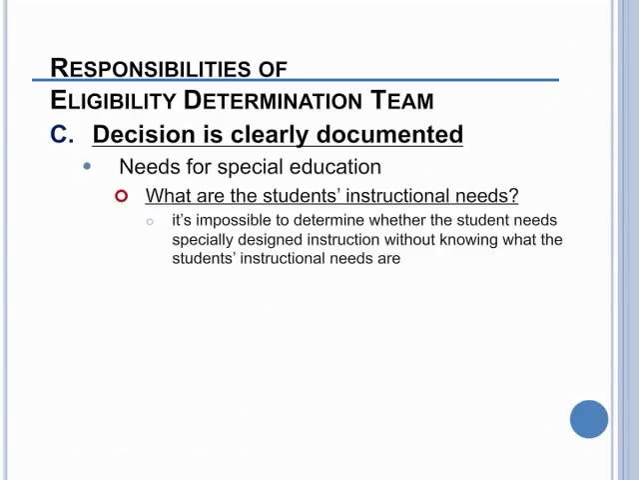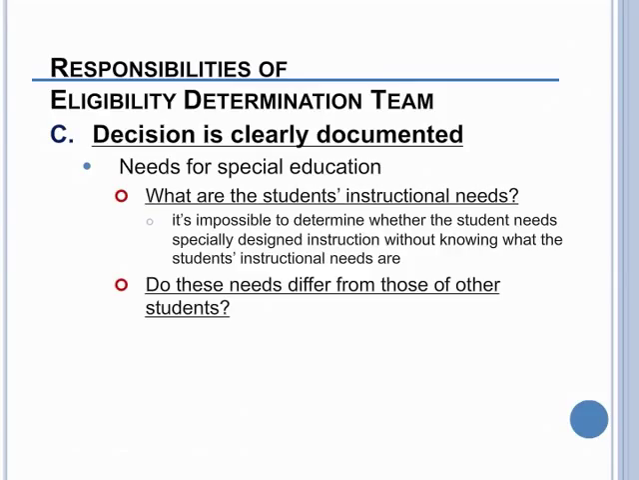Not only is it documented that the student has a disability or that it adversely affects their educational performance, but also that they need special education. It is impossible to determine the needs without knowing what the instructional needs are. So how those differ from other students will have to be clearly documented in this.